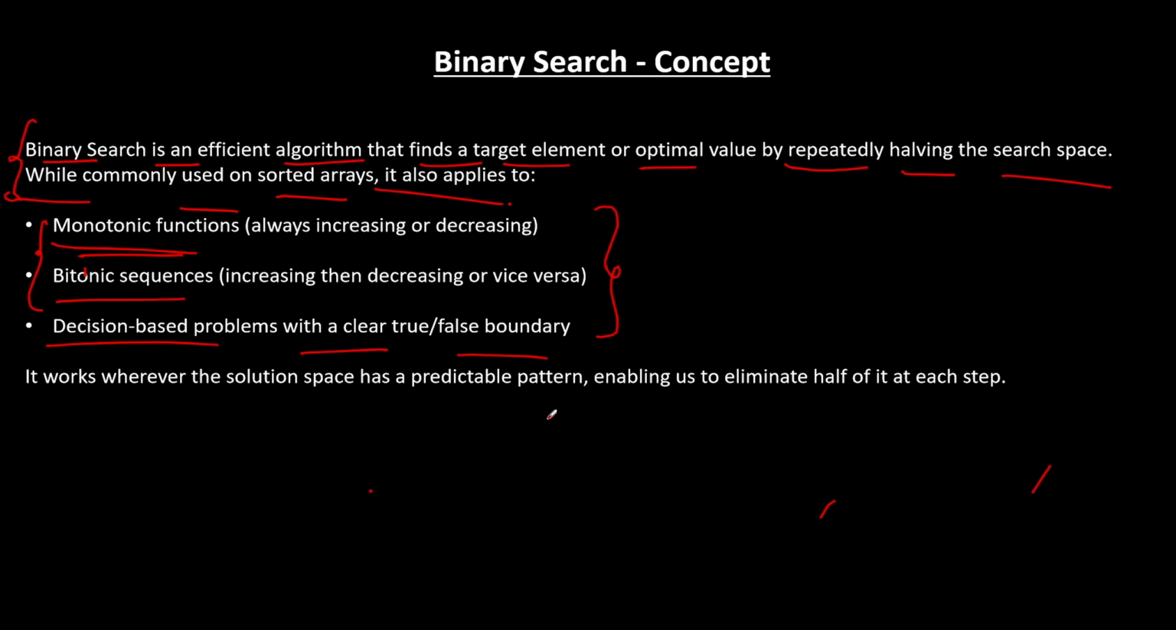So it works wherever the solution space has a predictable pattern, enabling us to eliminate half of it at each step. It has to be a predictable pattern, right? Since monotonic is a predictable pattern, bitonic is a predictable pattern, right? So that's the way it goes.